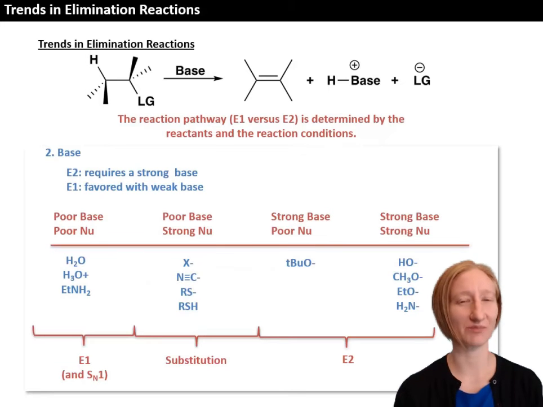Just focusing on elimination reactions here, in general, the strong bases will favor E2 reactions, while the weak bases that are not very nucleophilic will favor E1 reactions. Weak bases that are good nucleophiles will favor substitution reactions.